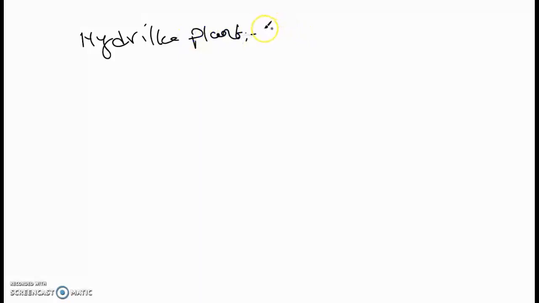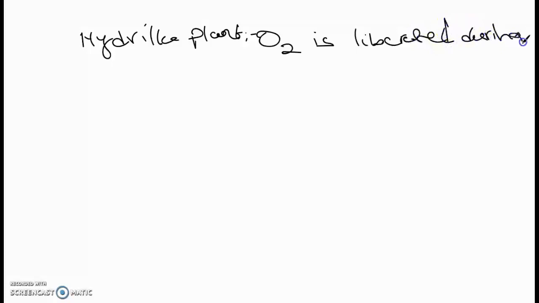The aim of this experiment is proving that oxygen is liberated during photosynthesis. This is the aim of this experiment. And you know the requirements.